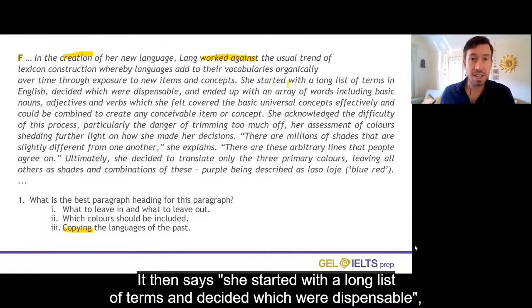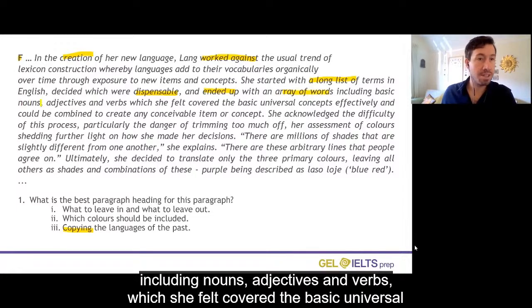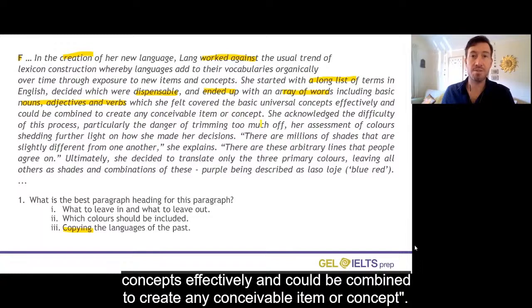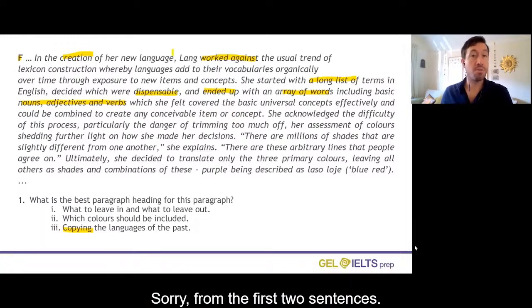It then says she started with a long list of terms and decided which were dispensable, so which you could throw away, and ended with an array of words, including nouns, adjectives, and verbs, which she felt covered the basic universal concepts effectively and could be combined to create any conceivable item or concept. So from the first 2 sentences, we've got a lot of information already.